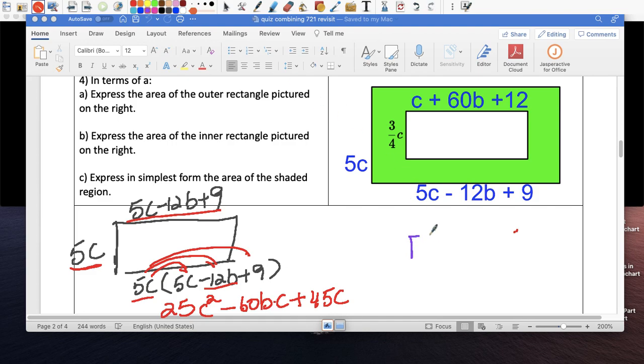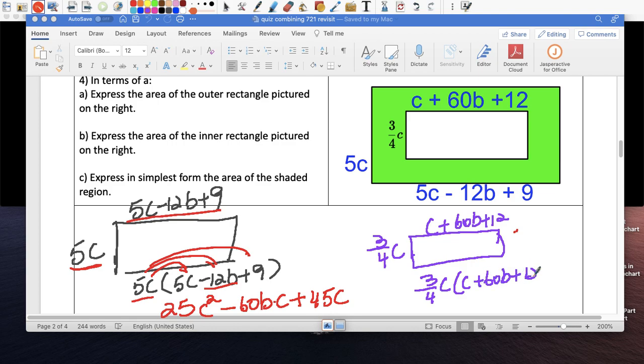Now we have a small rectangle inside. The height, or the width, is 3/4 c, and the length is c plus 60b plus 12. Likewise, we're going to do length times width, so we'll have to use the distributive property again. Let's do these two: 3/4 c times c. There's nothing to do with 3/4, but c times c we can write as 3/4 c squared.